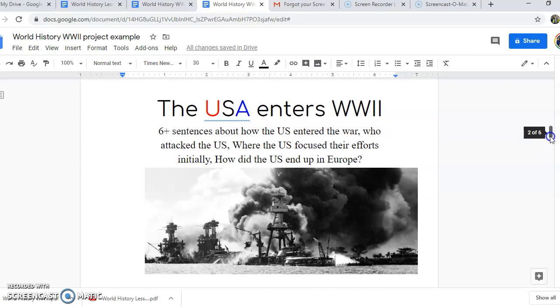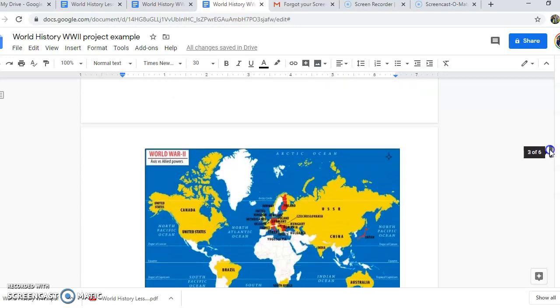You will be writing a paragraph about how did the U.S. enter World War II. Again, make sure you have a title for each section. You need at least 6 sentences about how the U.S. entered the war, who attacked the U.S., where did the U.S. focus their efforts initially. Remember, the U.S. didn't go immediately to Europe once we were attacked. The U.S. spent the majority of their time in the Pacific fighting the Japanese. How did the U.S. end up in Europe?